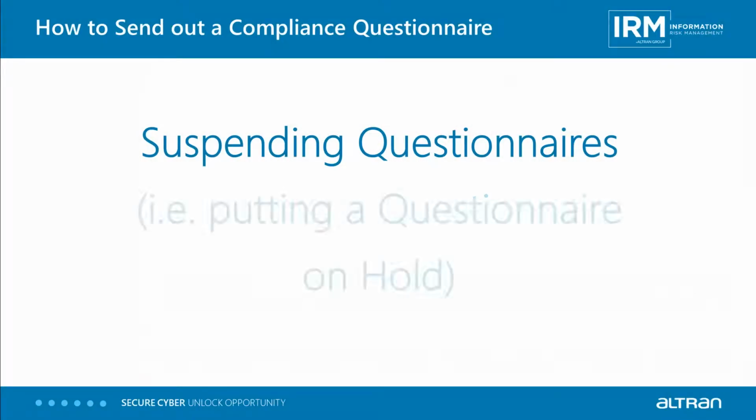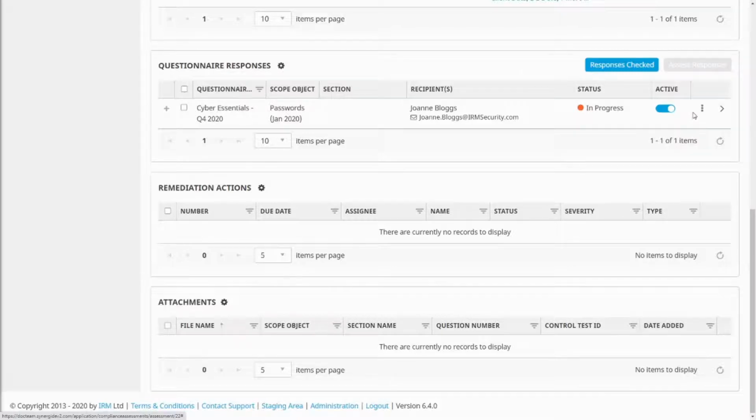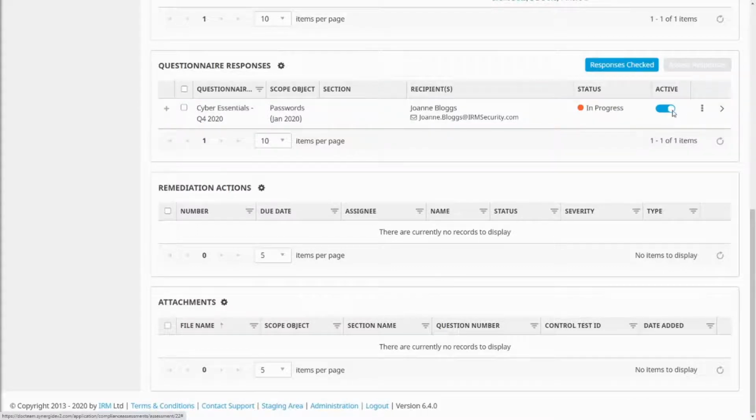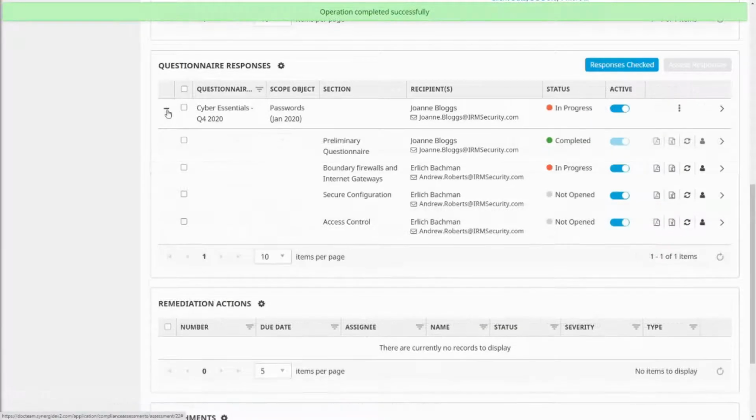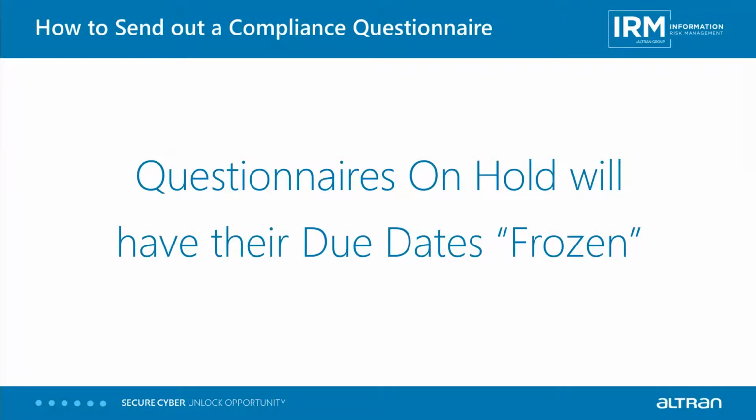Suspending questionnaires, i.e. putting questionnaires on hold. You may wish to put a questionnaire on hold, or a certain section of a questionnaire. To do so, first find the questionnaire iteration you wish to suspend and click on the active toggle so it is off. To put a section on hold, expand the questionnaire, find the section, and set the active toggle to off. When the questionnaire is inactive, it will have a status of on hold.